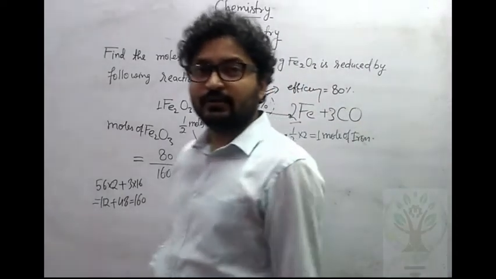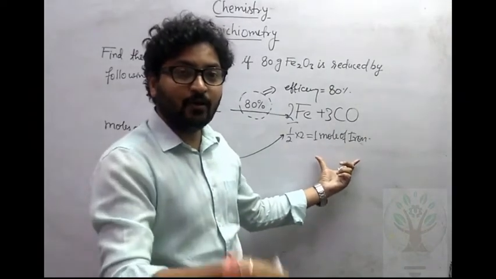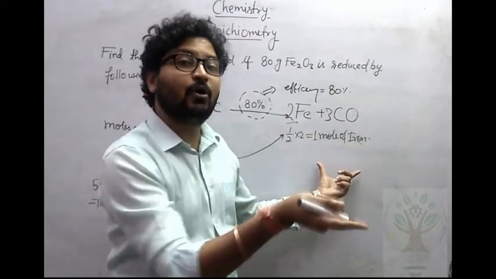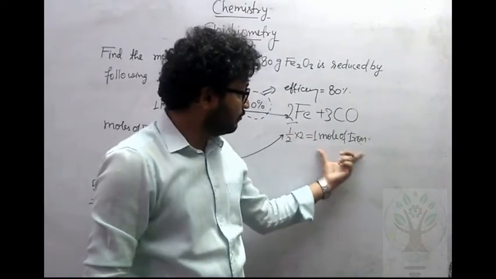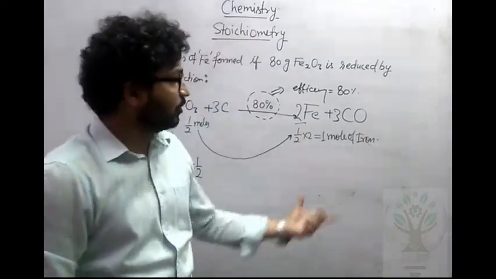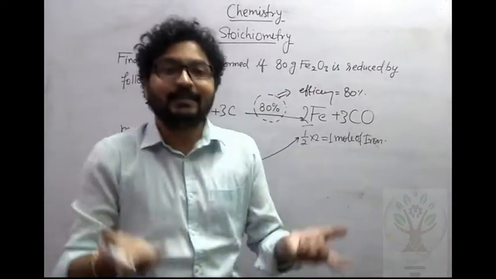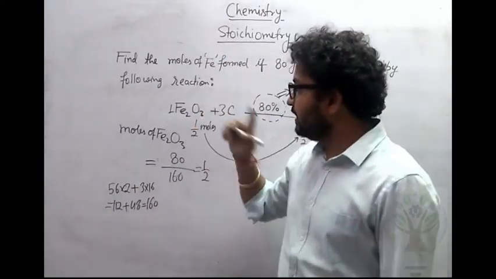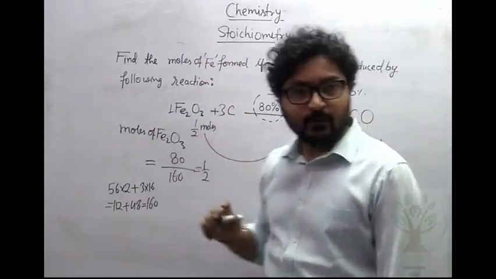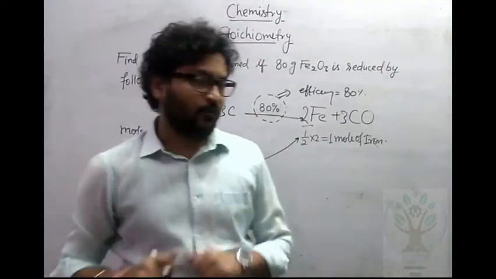Now, you think about it. Is this the mole which you got, or is this the mole which you thought you will get? Actually, is this the mole you got, or is it what you are thinking you will get? Are you getting this? So this is the mole that we are thinking. Okay, we should get 1 mole of iron because how many moles of iron oxide have we taken? Half mole. So we thought that 1 mole of iron will be formed.